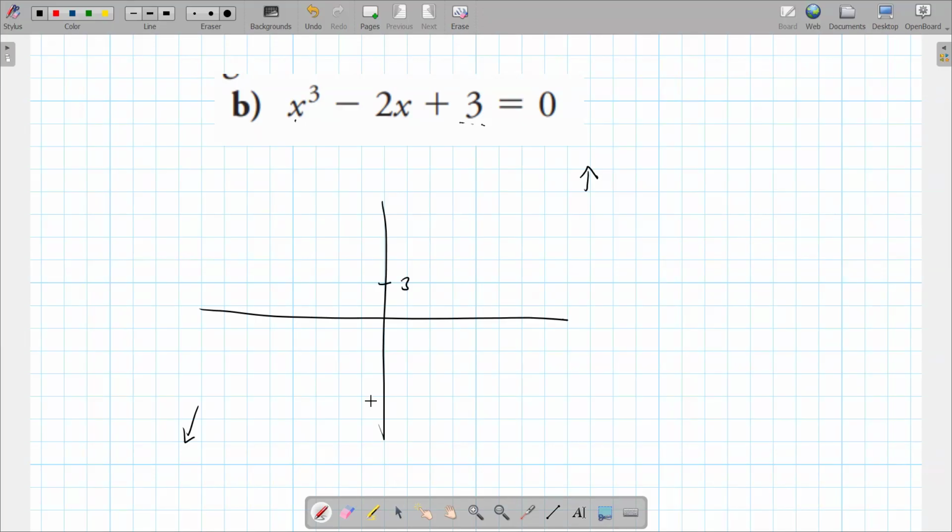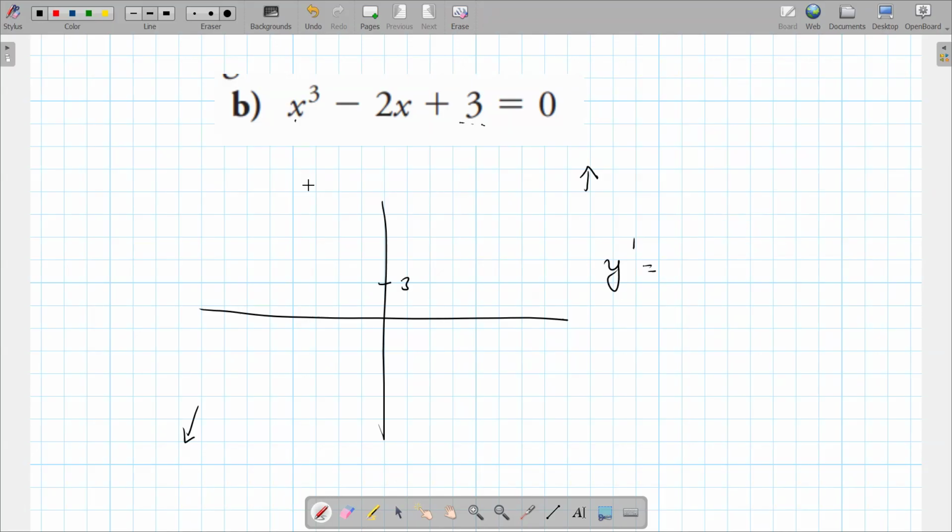a cubic function can have up to two turning points. We need to see where the turning points are, right? A cubic function can have two turning points. How do we find the turning points? You set the first derivative equal to 0.